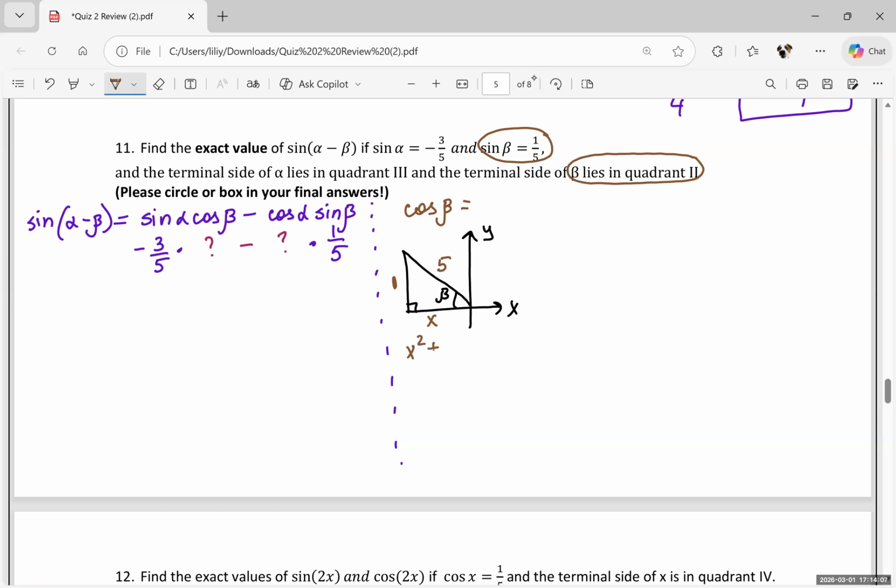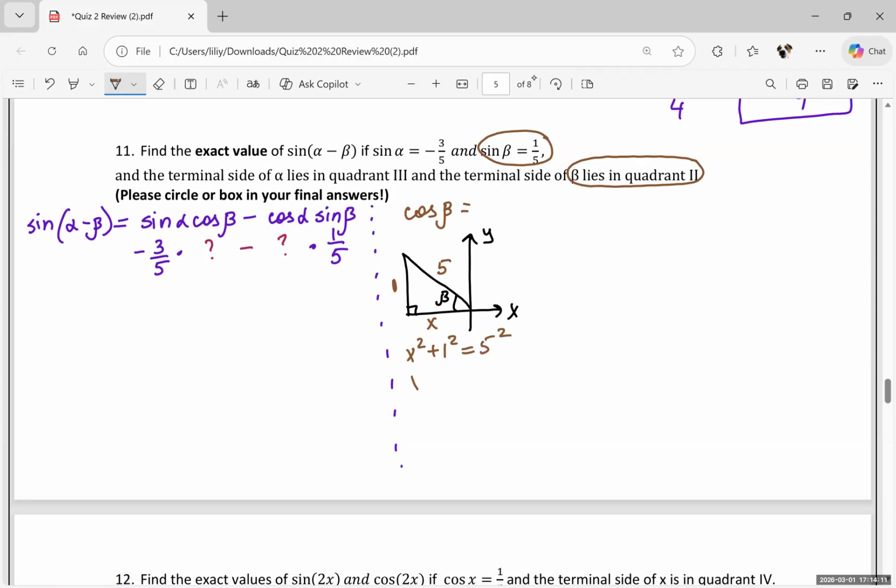x squared plus 1 squared equals 5 squared, Pythagorean theorem. So x squared equals 25 minus 1, which is 24. x equals the square root of 24. Go ahead and simplify the square root of 24. 24 is 4 times 6, so this is 2 square roots of 6. Now, cosine beta, which is adjacent over the hypotenuse, would be 2 square roots of 6 divided by 5.